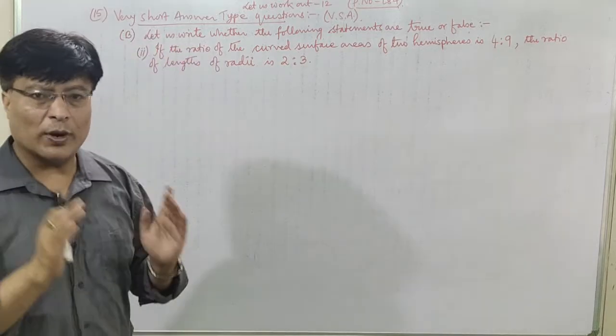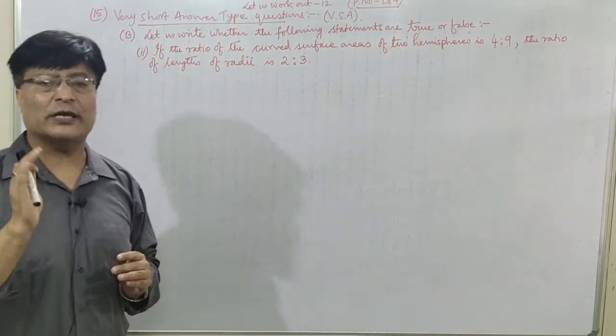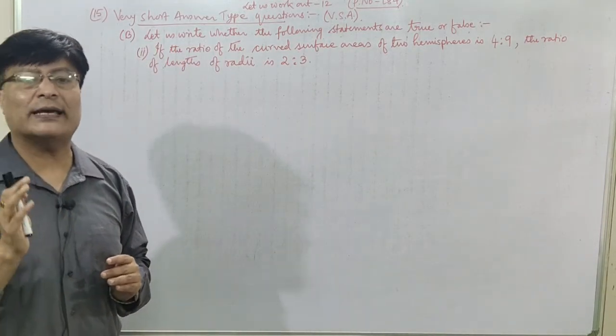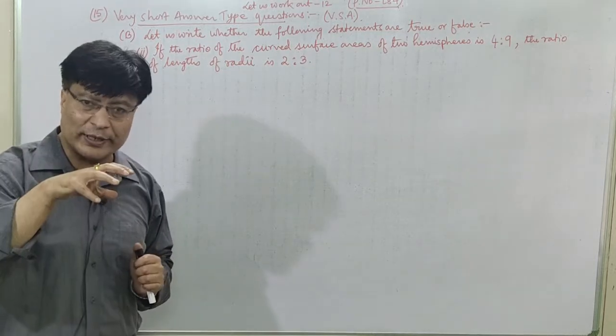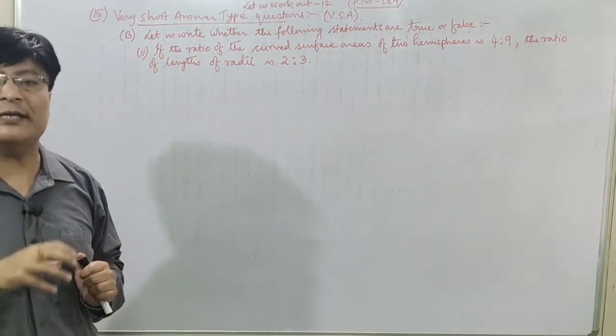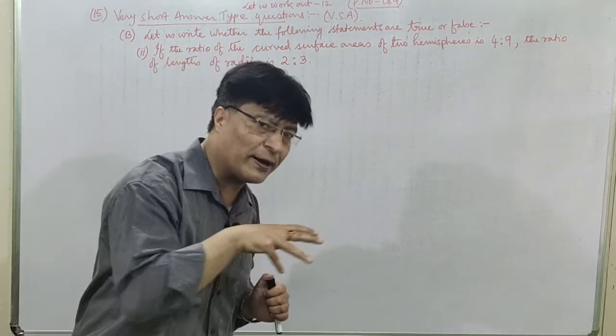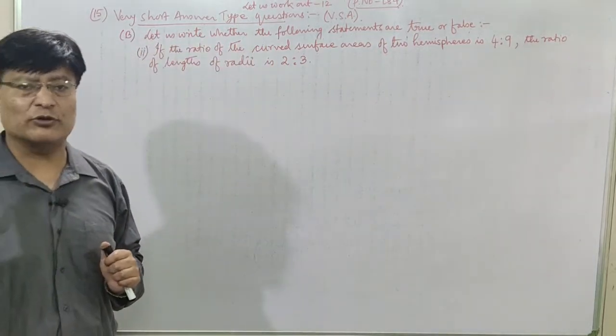That is the ratio of the curved surface area of the two hemispheres is 4:9. That is, what is the curved surface area of the hemisphere? That is 2 pi r square, excluding the flat part of the hemisphere.